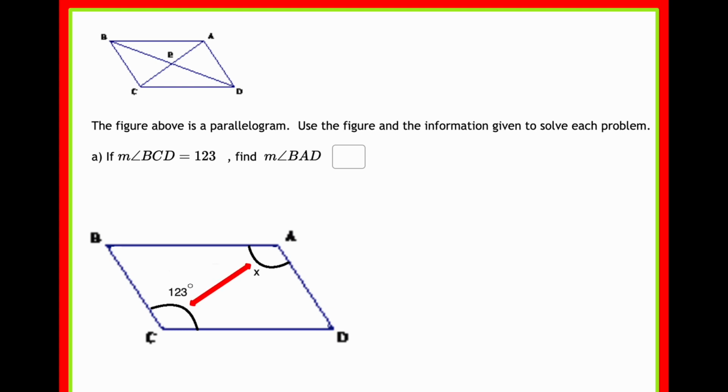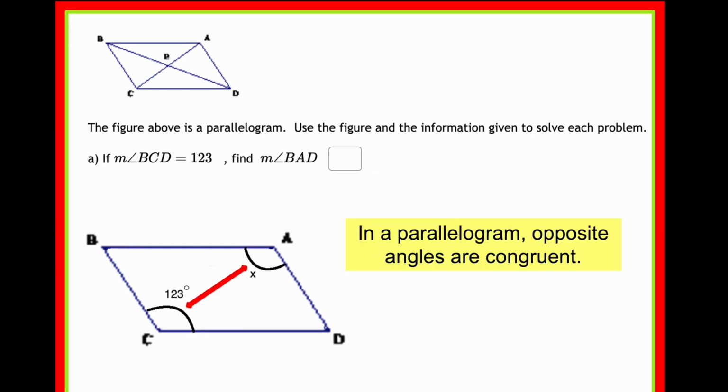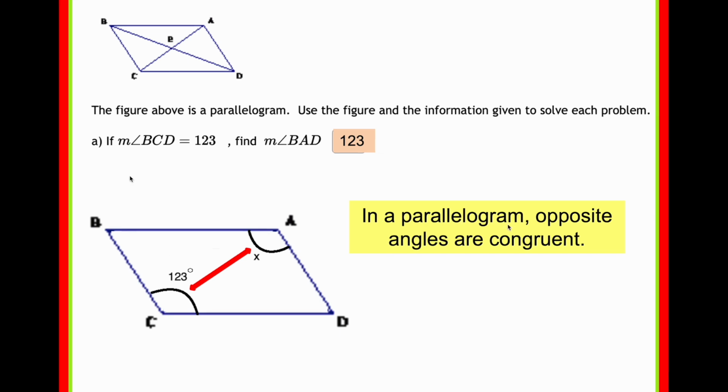Notice that the angles are opposite each other. We know that in a parallelogram, opposite angles are congruent. So here, notice the arrow. We have opposite angles in a parallelogram, and so their measures are equal. Congruent means that the angles have equal measures. So our answer, there's nothing to solve here. The answer is 123. Notice how they are equal. Opposite angles are congruent. Write down next to it the notes that apply to this problem.